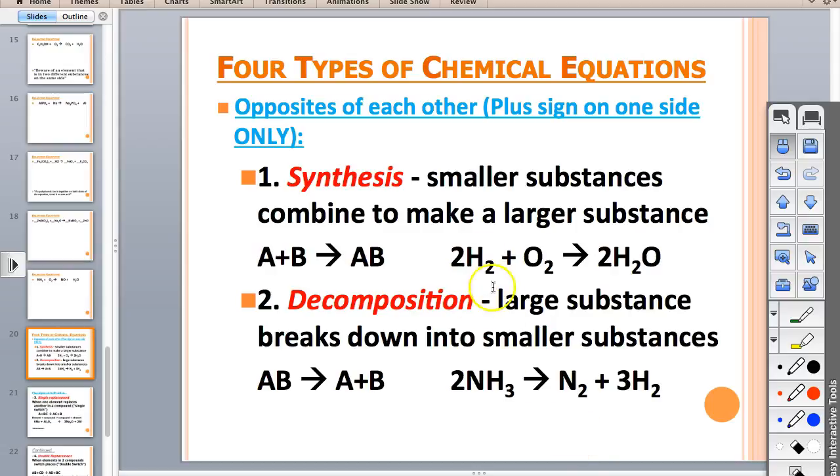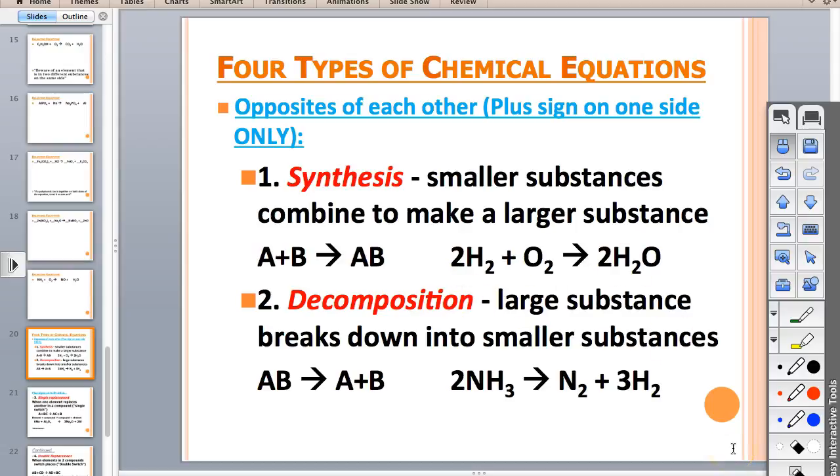Synthesis, I'm going to take two substances, and they're going to combine to make one substance. You can tell a synthesis because you'll start with two things, and you'll end up with one. That's pretty straightforward. If I have a music synthesizer, it has all the sounds put together in one box, right? And so I have all these things put together.